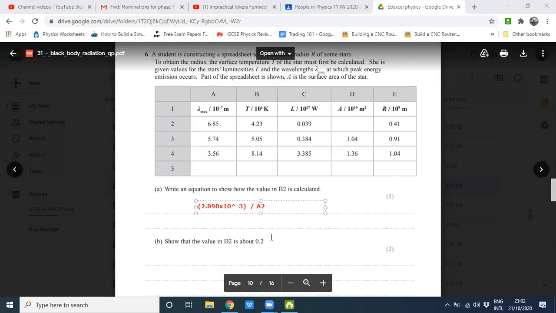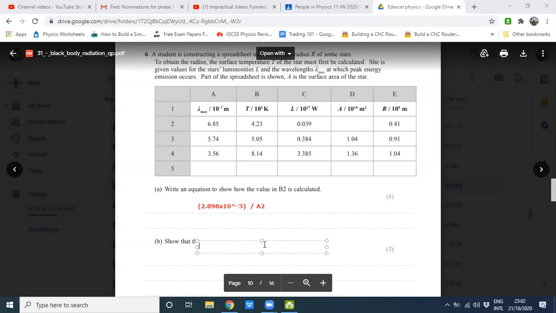So the value of D2 is about 0.2. D2 is calculating area, given that all these other things are known. For that it is simply the Stefan-Boltzmann law. Area is 4 pi r squared. So area is luminosity divided by sigma T to the power 4.